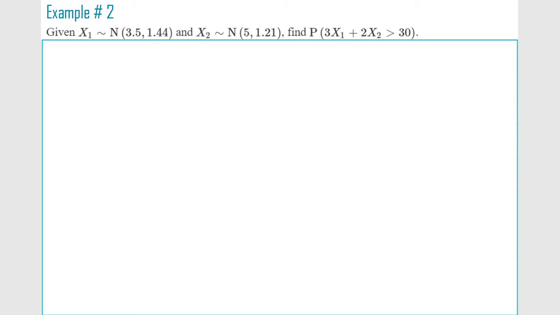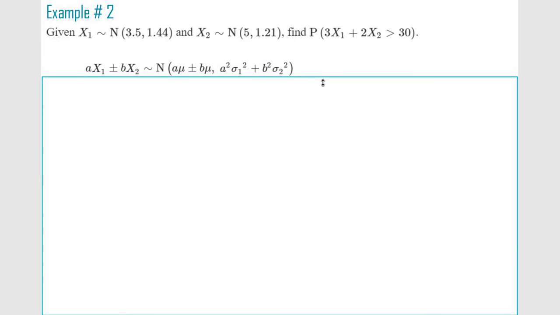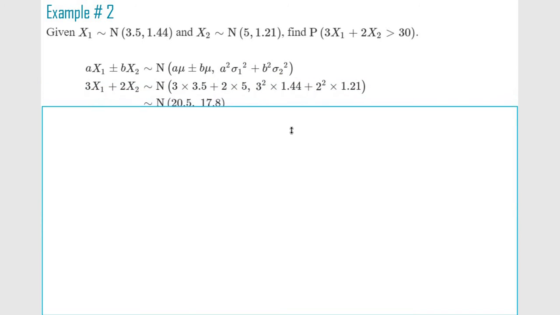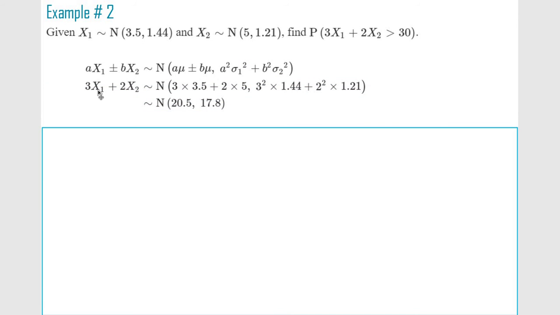All right, let's do another example. So here in example 2, we have two normal distributions, but then we want 3 times the first one and 2 times the second one. And I want that probability to be greater than 30. So here we could start with the formula. I know that might look a little confusing, but it just follows the same rules.